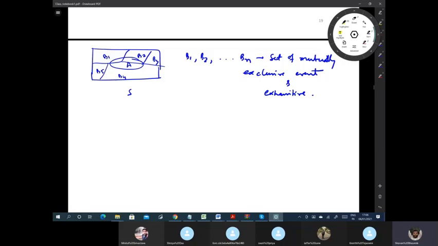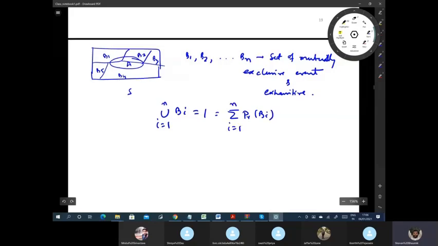So if you see, the union of i equals 1 to n of Bi will be equal to 1, and that will be equal to the summation of probability of Bi, i equals 1 to n. Very simple. If we take all the probabilities and sum them, you will get 1, and that is because these are mutually exclusive and exhaustive events.